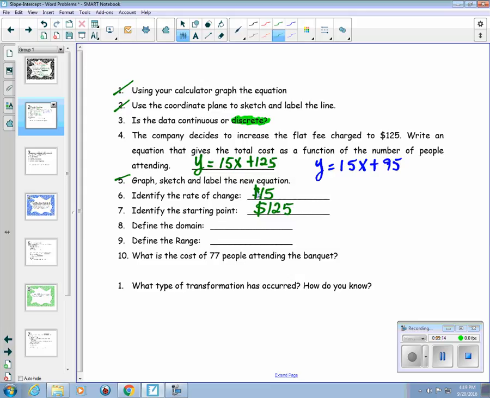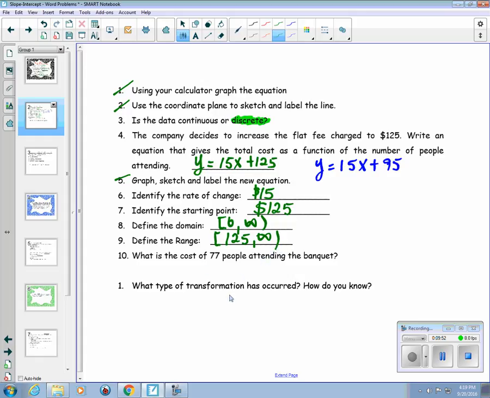All right. Now let's define the domain for this one, for the new one. Thank you. Because the domain is the people. Only because it hasn't told me that there's a maximum capacity on the banquet of 300 people, right? It didn't tell me that, so I cannot assume. What about the range? Thank you. 125 to infinity, because now even if no people show up, they still charge me 125.